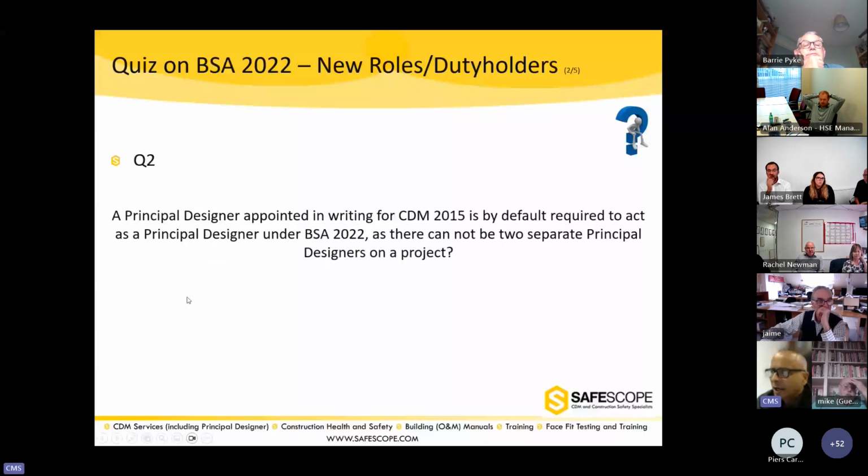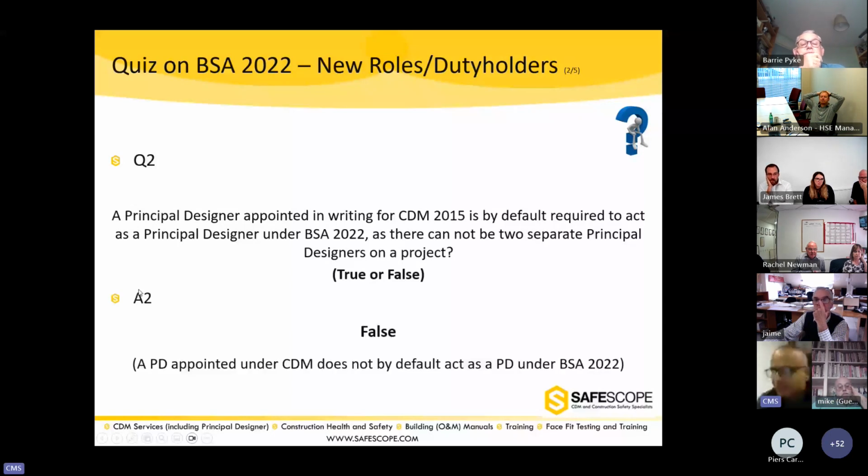Question 2: a principal designer appointed in writing under CDM 2015 is by default required to act as the principal designer under the Building Safety Act, as there cannot be two separate principal designers on a project. True or false? False. It's false, because a PD appointed under CDM does not by default act as the PD under the Building Safety Act, and there can be two principal designers, one for CDM and one for the Building Safety Act.